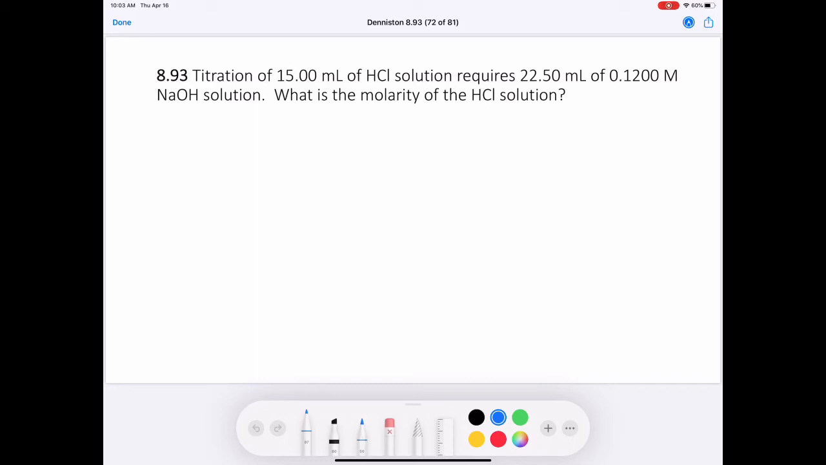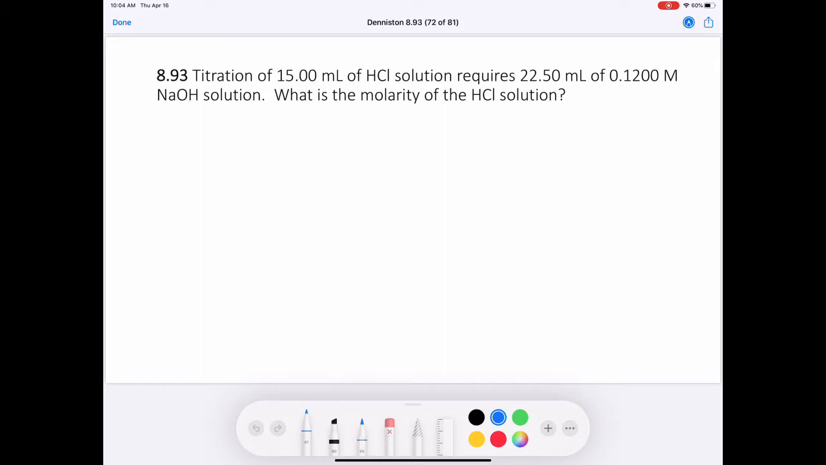Let's try question 8.93 from the 10th edition of Denniston. It says titration of 15 milliliters of hydrochloric acid solution requires 22.50 milliliters of a 0.1200 molar sodium hydroxide solution. What is the molarity of the HCl solution?